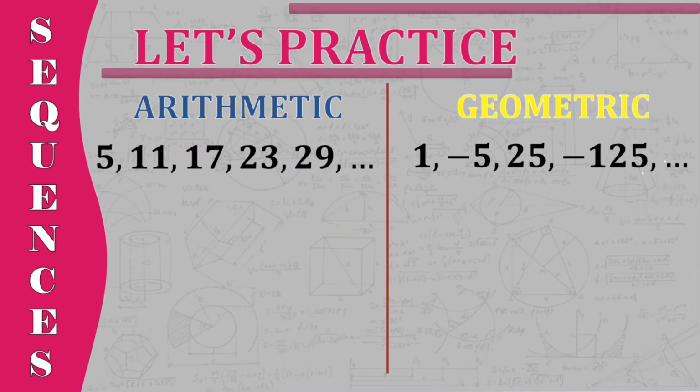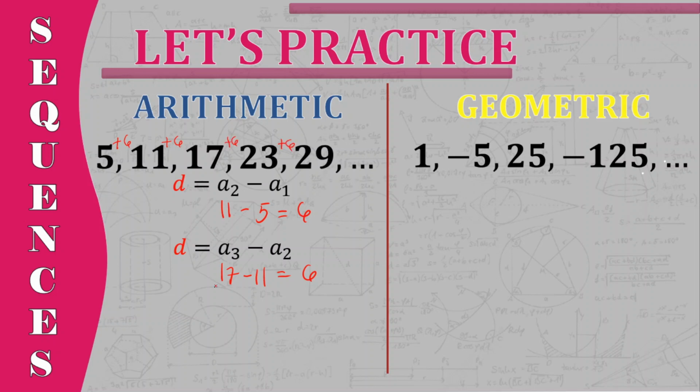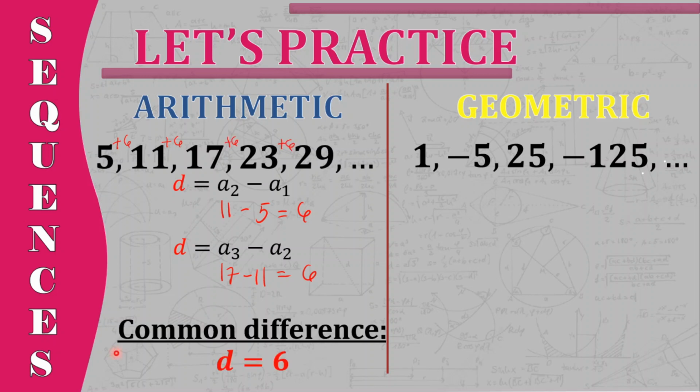Let's practice by solving the common difference and common ratio. Using the formula, a sub 2 minus a sub 1. A sub 2 is 11 and a sub 1 is 5. 11 minus 5 is 6. Now, to check the consistency of the common difference, let's use a sub 3 minus a sub 2. 17 minus 11 is 6. And as you can see in this sequence, in order to get the next term, we need to add 6 to the preceding term. Therefore, the common difference is 6.